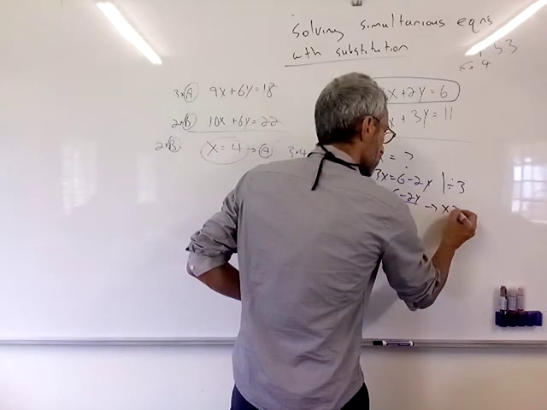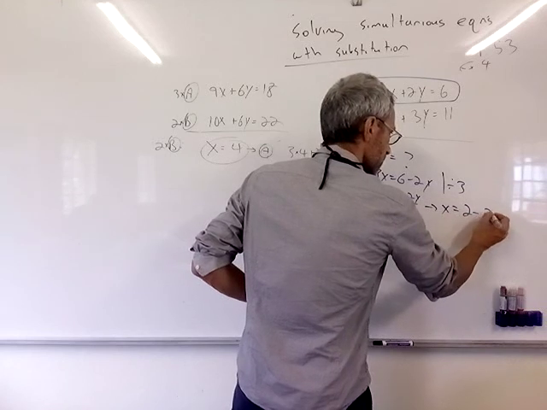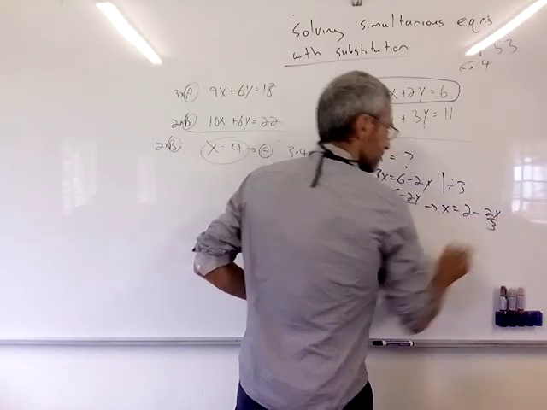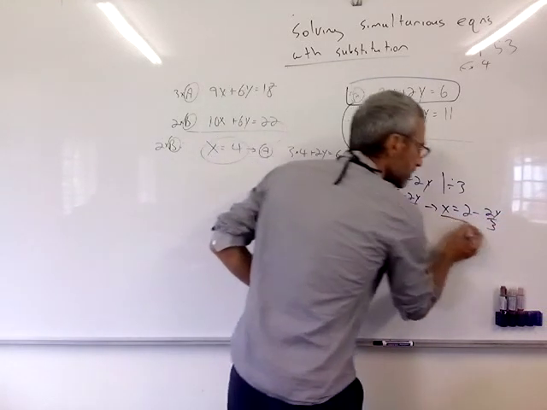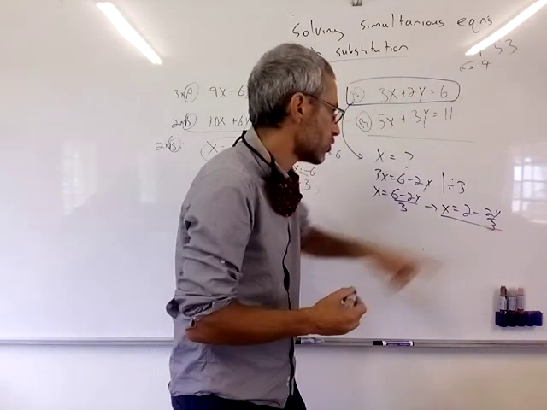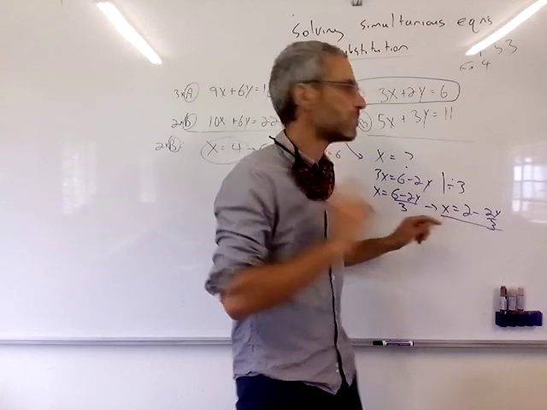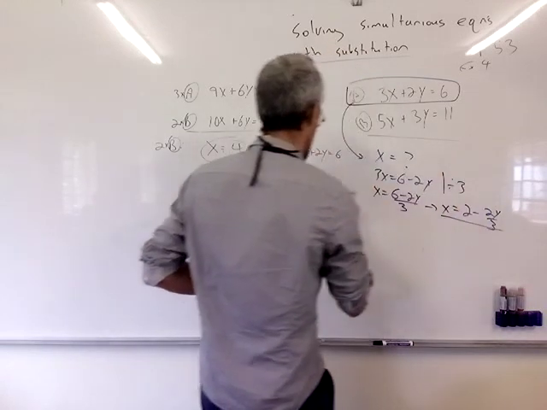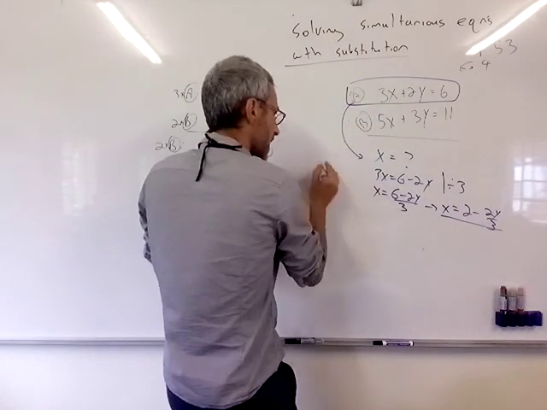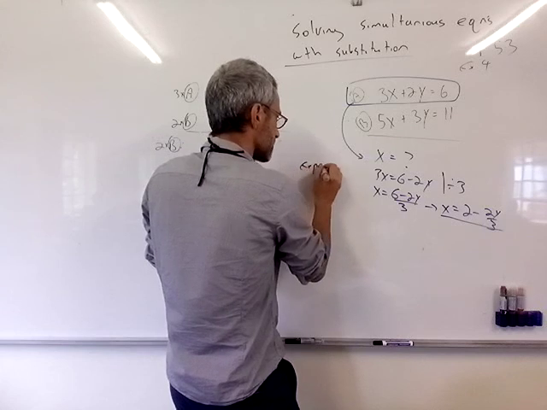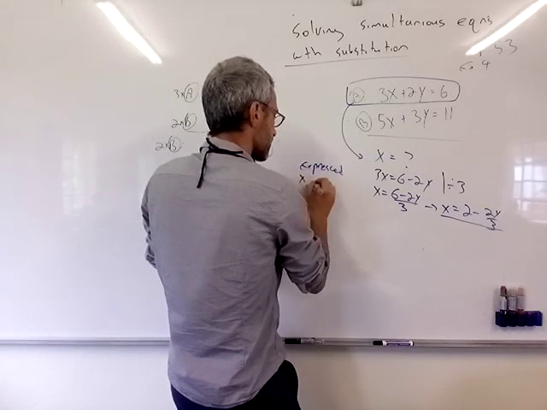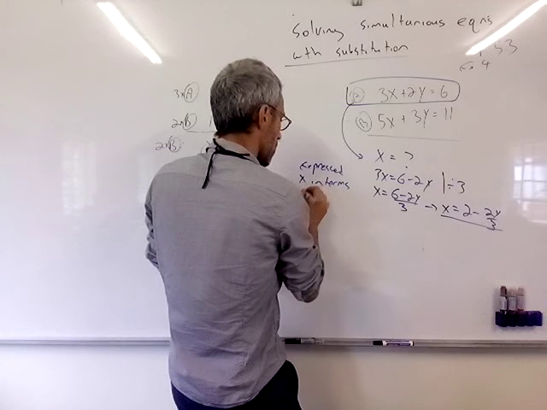So that's x equals 2 minus 2y over 3. I found, it's not a solution because I don't know what y is, but I expressed x in terms of y. Let me write that down because that's quite important. Just bear with me. I expressed x in terms of y.